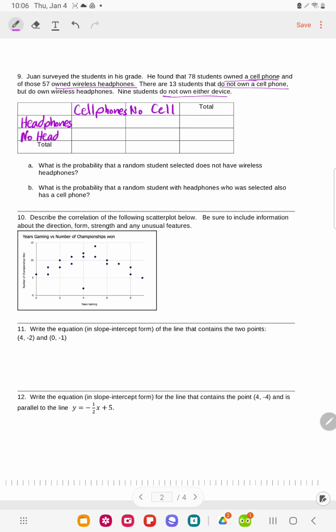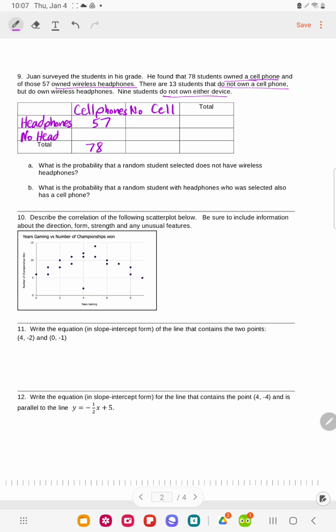Okay, so he found that 78 students owned a cell phone. So cell phones, how many own cell phones? A total of 78 students owned cell phones. And of those, 57 owned wireless headphones. So 57 of those people that owned a cell phone, 78 total, 57 of them owned headphones.